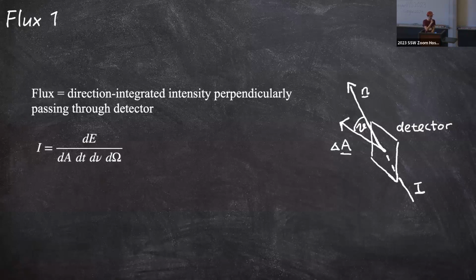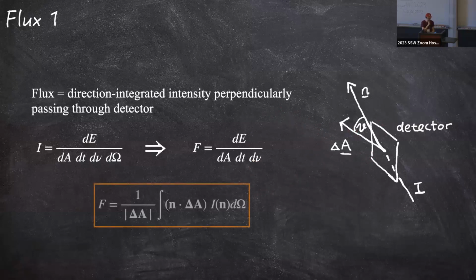Intensity was defined like this, and flux is just defined like this, so we have integrated out the solid angle dependence. The actual definition of flux is this, and it's actually quite easy. We just integrate the intensity, which is a function of direction at a certain location, over all directions, over the solid angle, weighted by the scalar product of the direction of the ray and the normal of the surface area. That kind of makes sense, right?